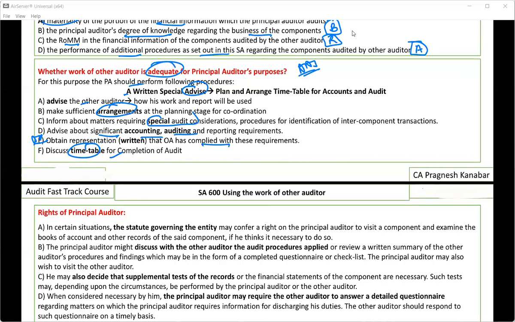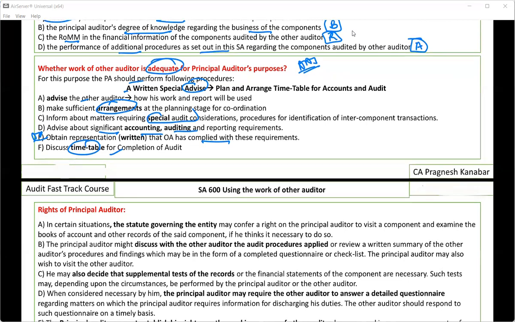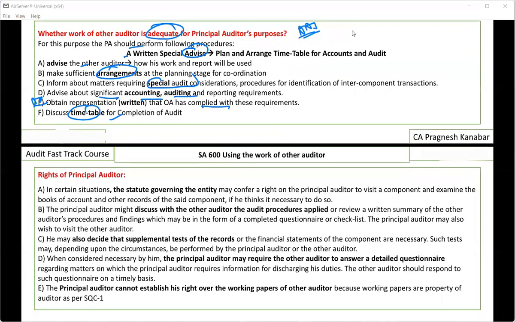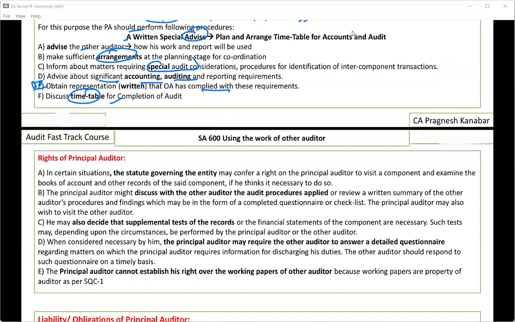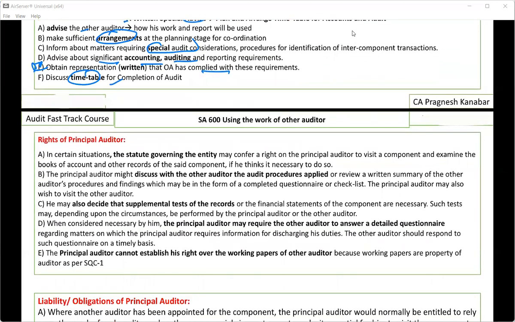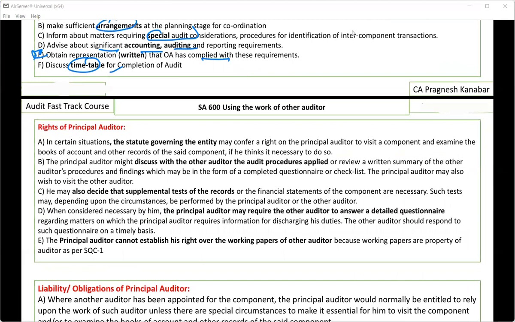All right. So these are the points broadly that you should be aware of for the theory question, that how principal auditor needs to coordinate with the other auditor. But the point is, can principal auditor access the working papers of other auditor? Can principal auditor establish right over the other auditor? All right. Is principal auditor the boss of the other auditor? For that, you should read some pointers which I have given over here.